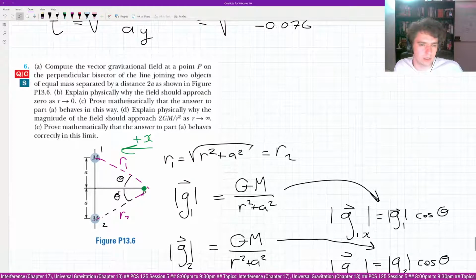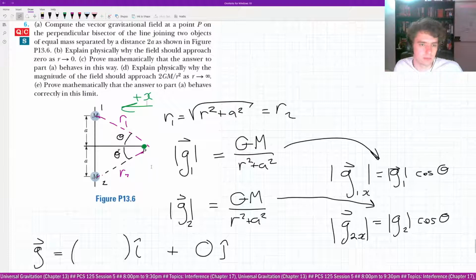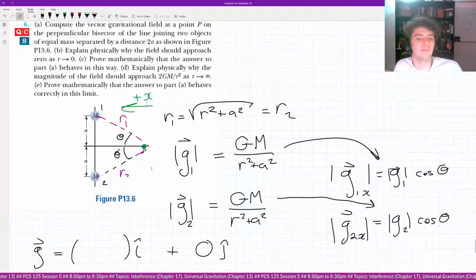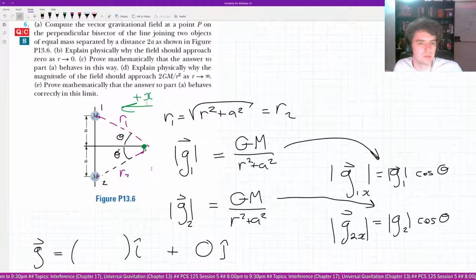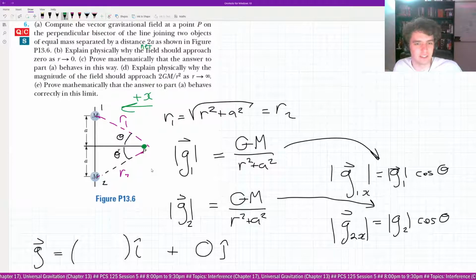Wait, why should... Oh yeah, because as r decreases, the x component between the two decreases too. So eventually when r becomes 0, you're going to have m1 directly above point P and m2 directly below point P. And since they're both the same mass, it's going to cancel out. So the net field should go to 0 as r goes to 0.